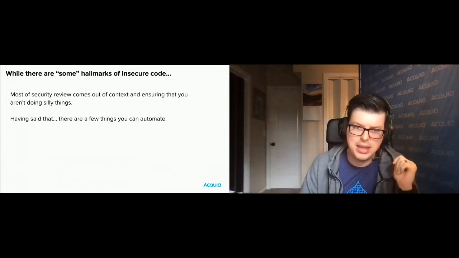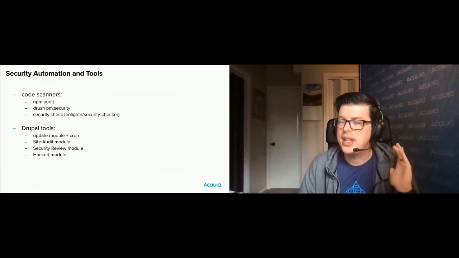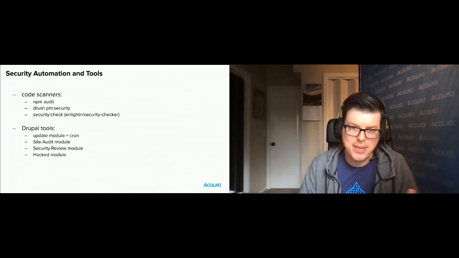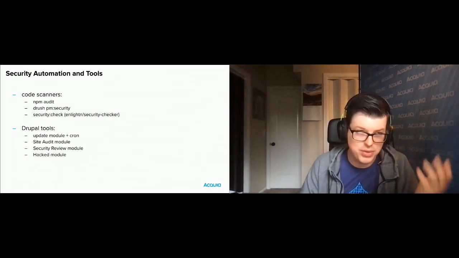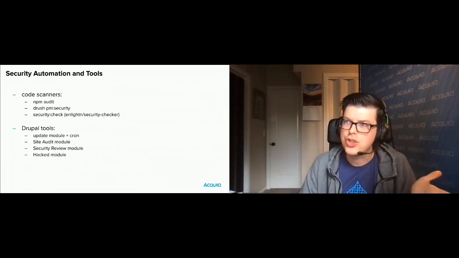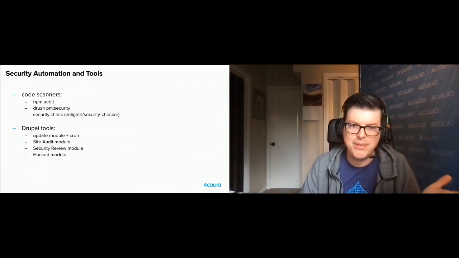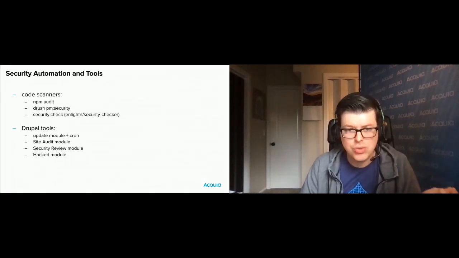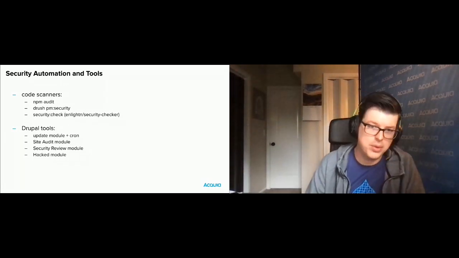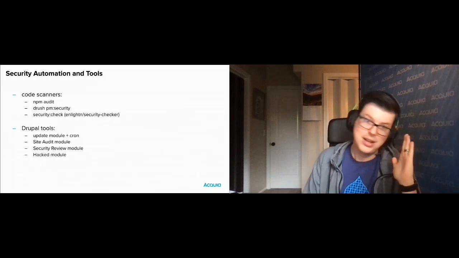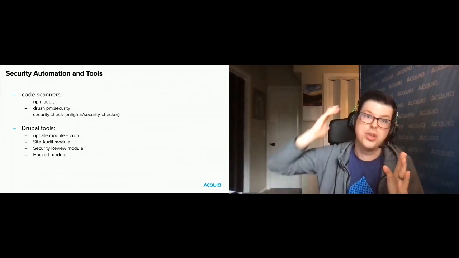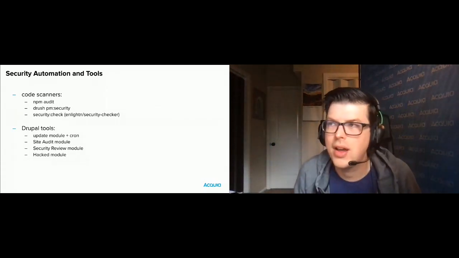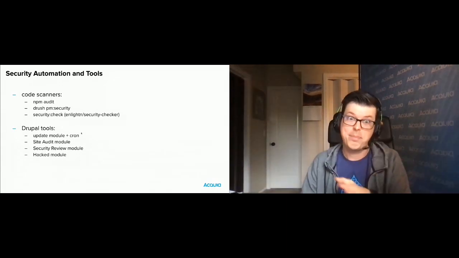There are a few things that you can reliably automate. So within code scanners themselves, NPM has built in the audit command, which will tell you if you have any insecure dependencies. I believe Yarn has an equivalent. Drush has a PM security, which will flag if you have any outstanding or known insecure modules. Now, this does not find security vulnerabilities in the code. All it's doing is saying you're running version X, checking version X is insecure, you should be running version Y. So it's not a full-blown security audit, but it at least will tell you, hey, update your stuff.